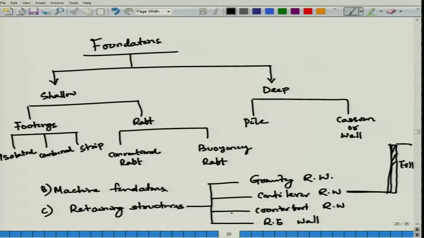Foundations are of two types, shallow and deep. Shallow is again of two types, footings and rafts. Footings are classified as isolated, combined and strip. Raft is classified as conventional raft and buoyancy raft. Deep foundations are basically classified into two, pile foundation and caisson foundations.